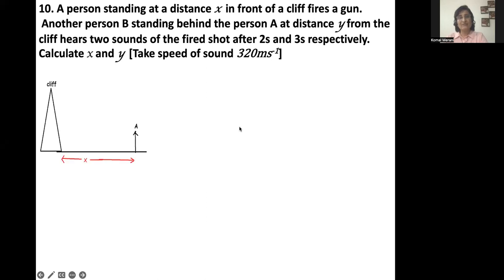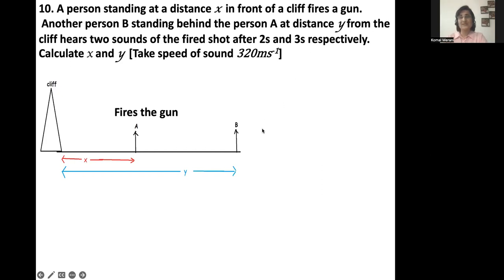You can draw a cliff, draw a person A, just a standing line at a distance x. You can see that. And he fires a gun, right? Another person B standing behind the person A at a distance Y. You can stop here, sketch it first so that you're able to visualize the sum. So B is behind A and at a distance Y from the cliff, right?